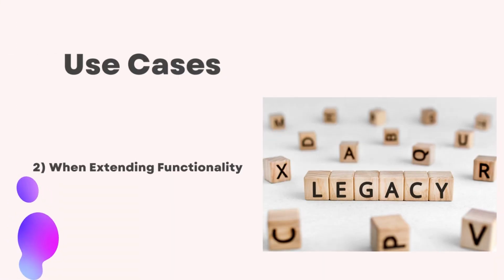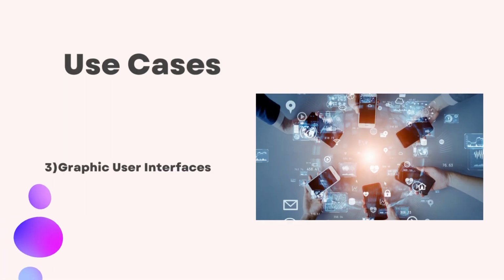Second, when extending functionality. Just as you can change your tree's theme each year by changing the decorations, the decorator pattern is useful when you need to extend the functionality of a single object without impacting other instances of the same class. Third, graphical user interface toolkits. It's much like how you can decorate a tree with different combinations of decorations. GUI toolkits use this decorator pattern to add properties like borders or behaviors like scrolling to a window.